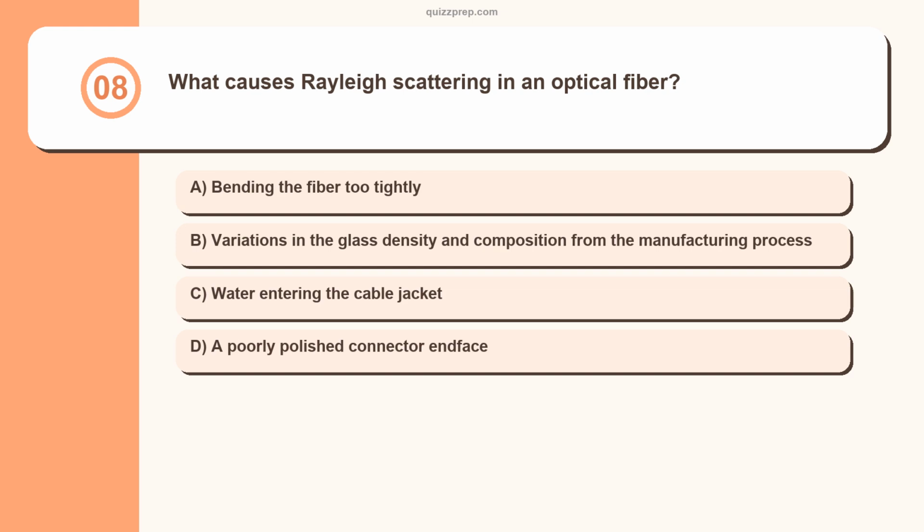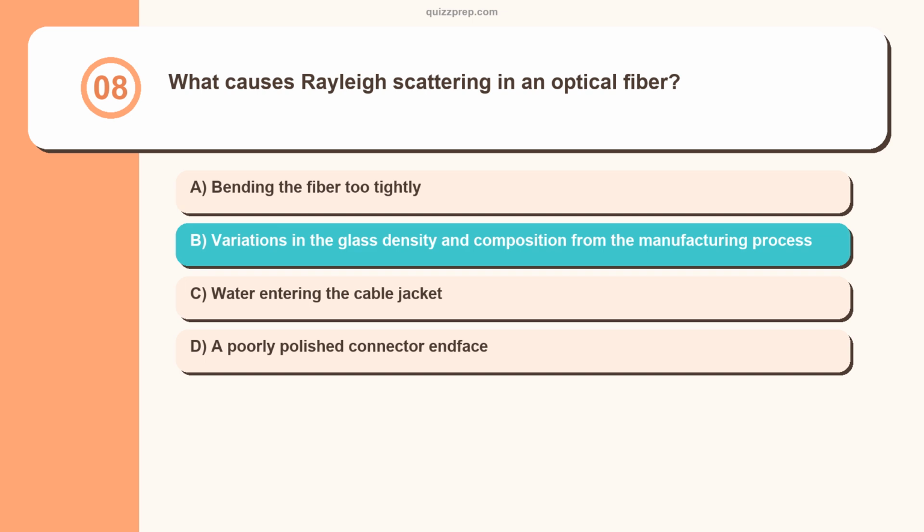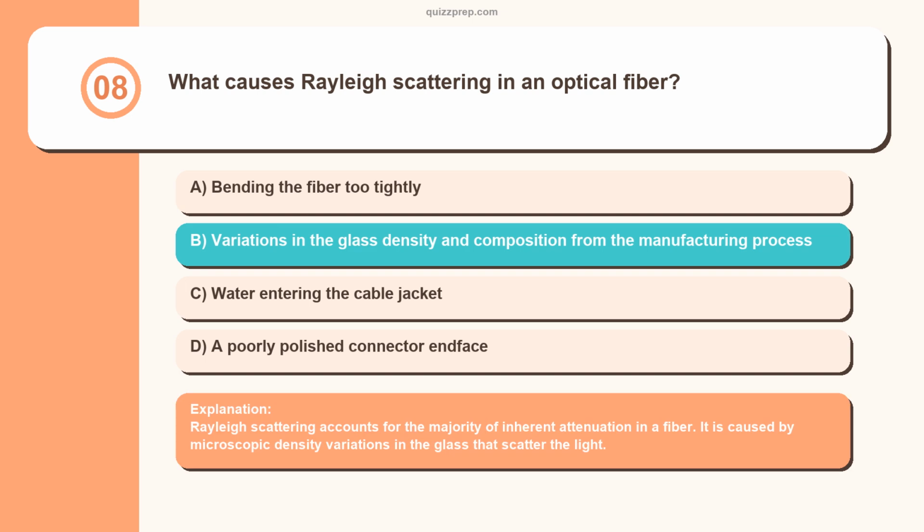Question 8. What causes Rayleigh scattering in an optical fiber? Bending the fiber too tightly, variations in the glass density and composition from the manufacturing process, water entering the cable jacket, a poorly polished connector end face. Rayleigh scattering accounts for the majority of inherent attenuation in a fiber. It is caused by microscopic density variations in the glass that scatter the light.